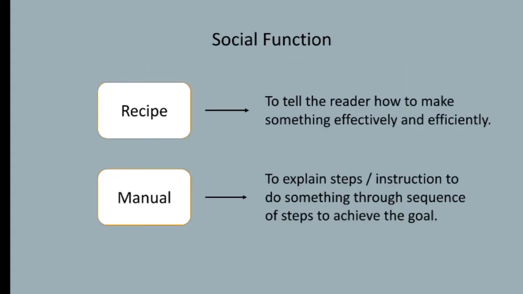And now we have the social function. The social function of the recipe is to tell the reader how to make something effectively and efficiently. And the social function of the manual is to explain steps or instructions to do something through a sequence of steps to achieve the goal.